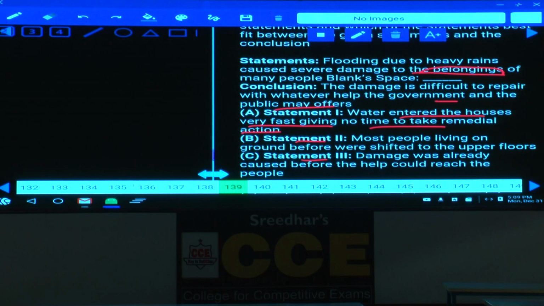Then question number 140. Now in this 140, this is again based on data sufficiency.